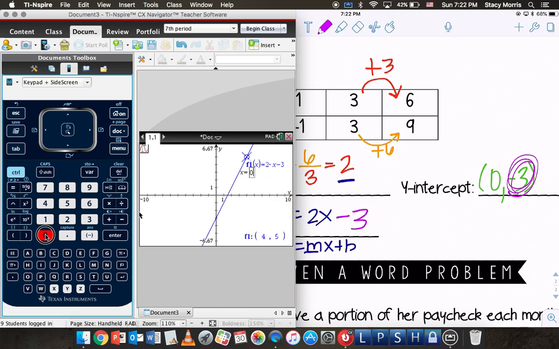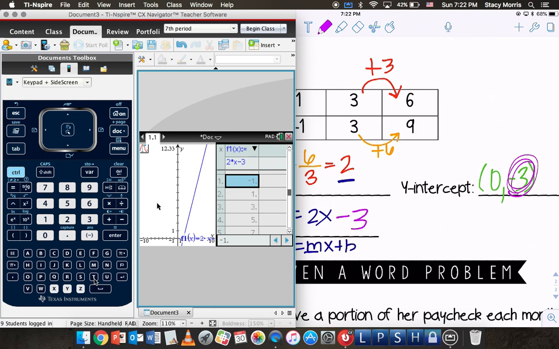Now we want to trace to 0, enter, negative 3, that's what I have. 1, enter, negative 1, 3, enter, 3, 6, enter, that works too. Again, I could have done that from the table, so Control T to get the table would have done the same thing.